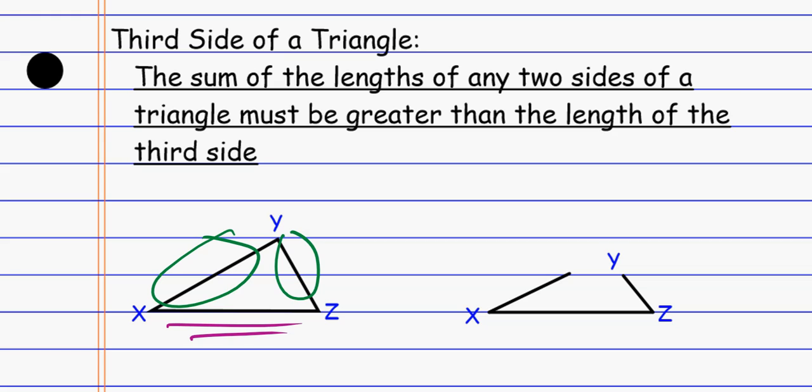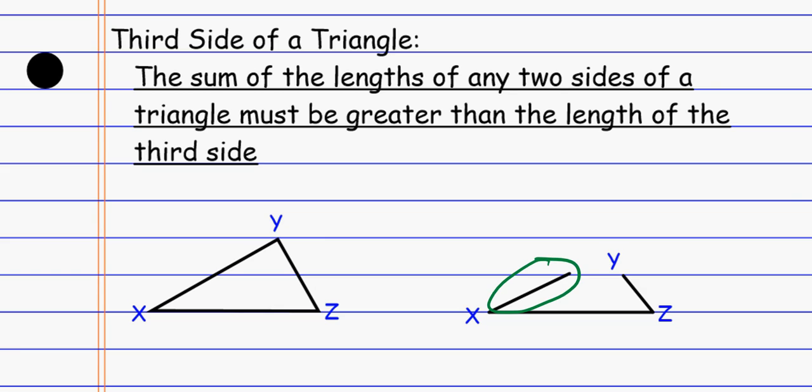For example, in this second one right here, I've drawn the same thing, but I've made the two sides too short. When I look at these, they don't add up to be bigger than side XY. And because they don't add up, as I try to close that triangle, it's almost like closing one of those expansion bridges. I can't close that because they won't reach. They come up short, all right?